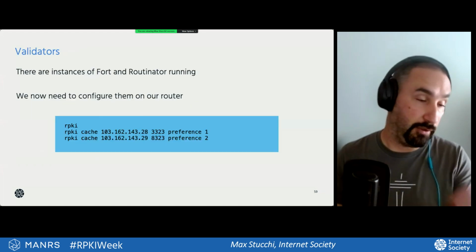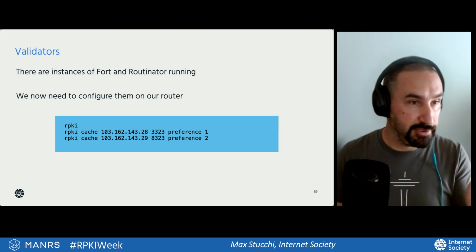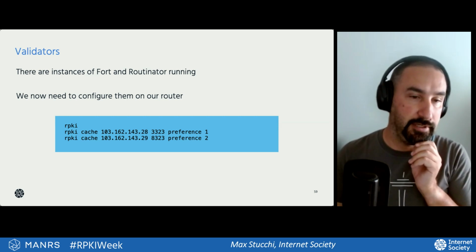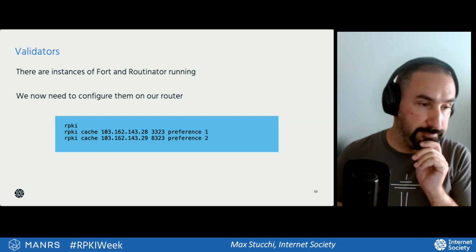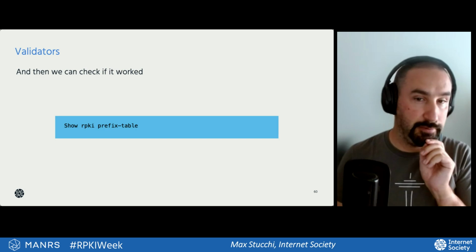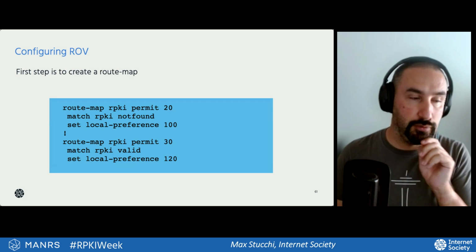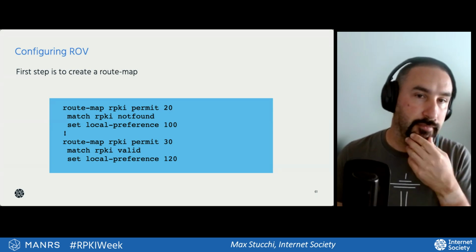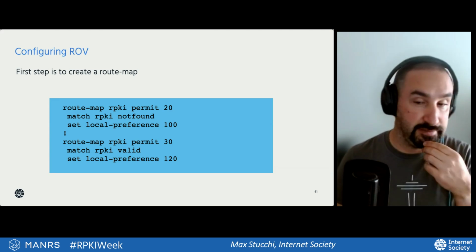This is a summary. I was following this, of course, as a reference. We've set up our RPKI caches. So we told the router, go here using RPKI RTR, go get your ROAs, your VRPs. Then we checked if it worked, showed the RPKI prefix table. Then we created the route map with 2 matches, one for the not found, so the unknown ROA state, and then match the ones where the RPKI state is valid.